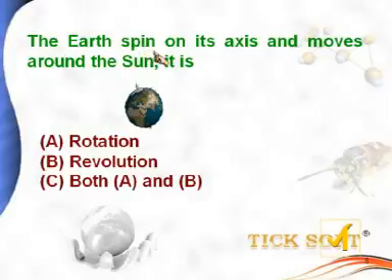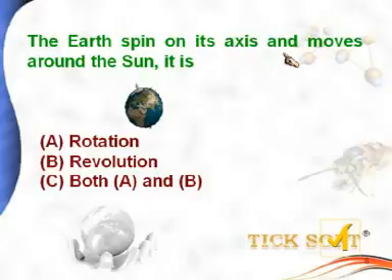The earth spins on its axis and moves around the sun. The options are option A rotation, option B revolution, and option C both A and B. See, this is the earth. They have given the picture here. And what is the question they have asked? Earth spins on its axis. When the earth spins on its own axis, we call that rotation.